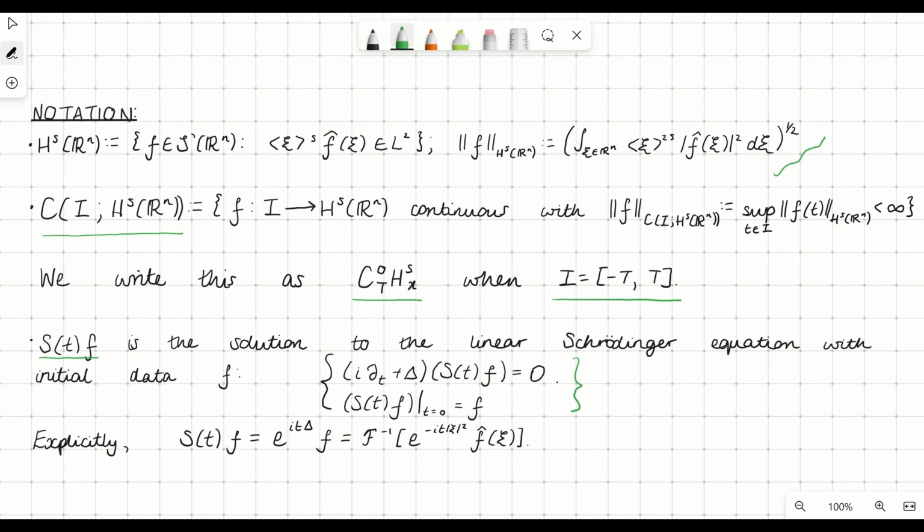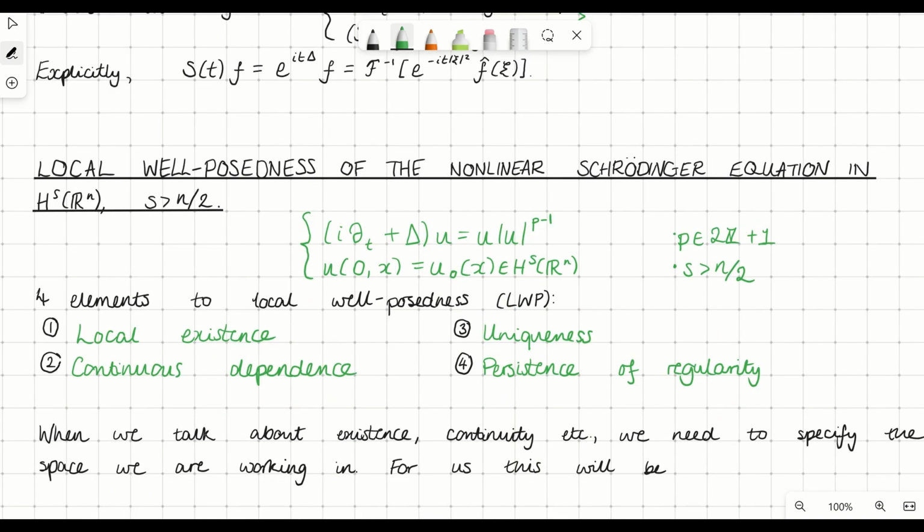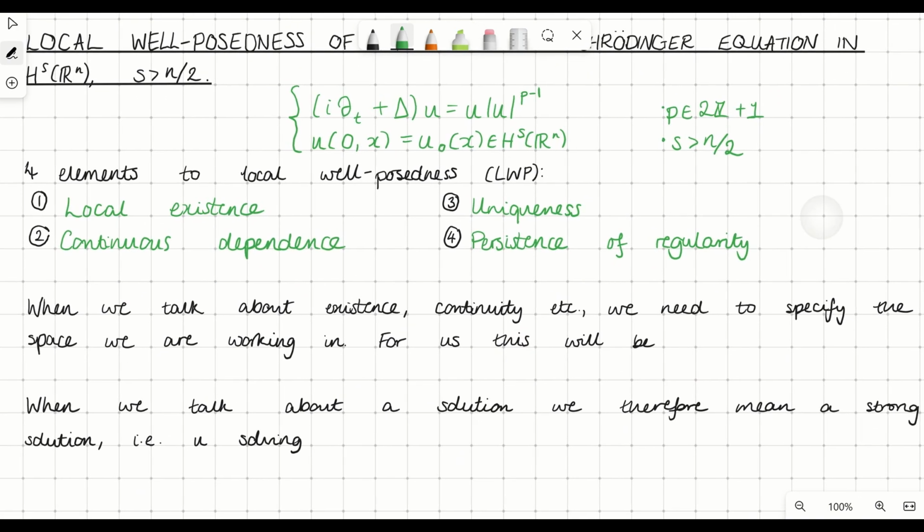So I'm not going to go into any more detail on this. I think it's all fairly standard. If you're not sure about something, you can pause the video and look in more detail. So now I'm going to carry on with our problem.